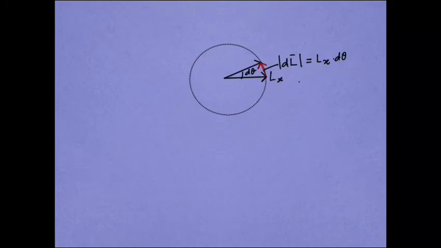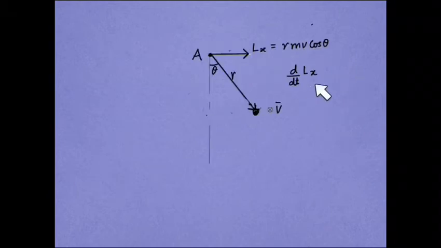If you reduce this d theta further and go on reducing, finally the change in vector dL will become perpendicular to Lx. So as d theta tends to 0, the direction of this dL vector will tend to be perpendicular to this Lx vector, and its magnitude will be Lx into d theta, and if we divide by dt, we'll get Lx into d theta by dt, which is Lx into omega. So d by dt of Lx we found was Lx into omega.